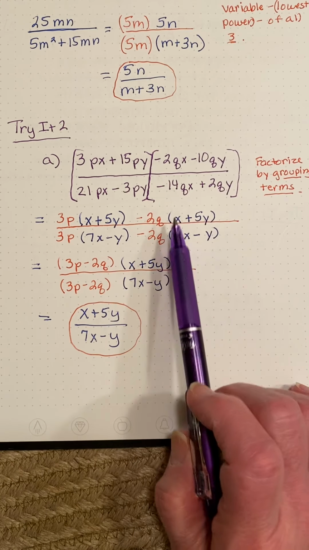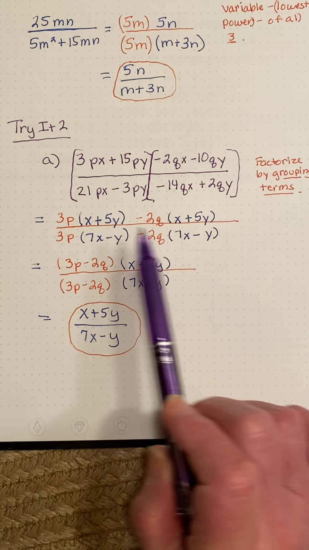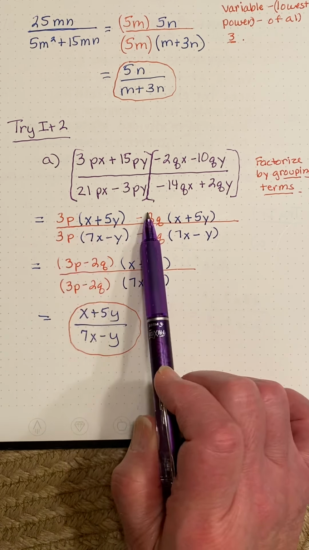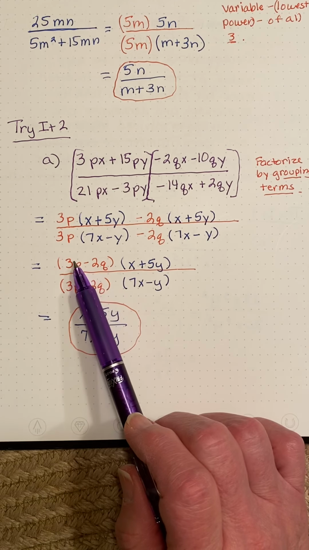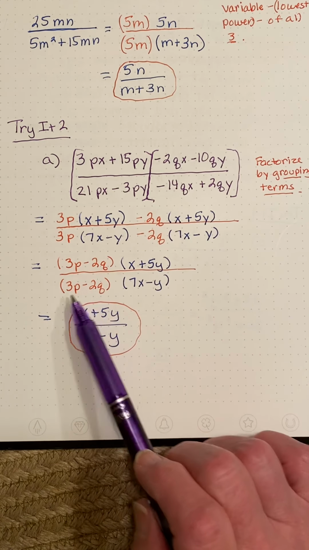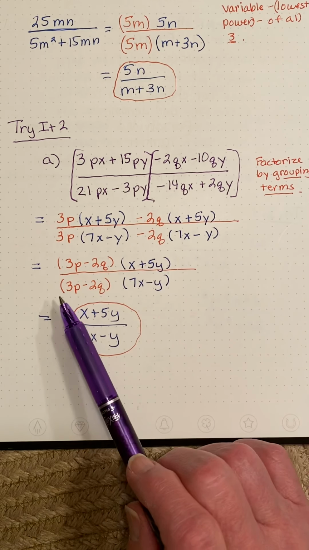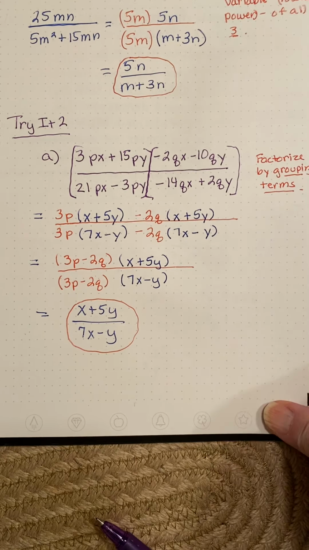Now in this case, you want to have the same thing here, the same thing here, and the same thing both here and here, because then you can regroup it this way into this value times that value, and this value times that value, which gives you the final answer. Okay, so that's A.